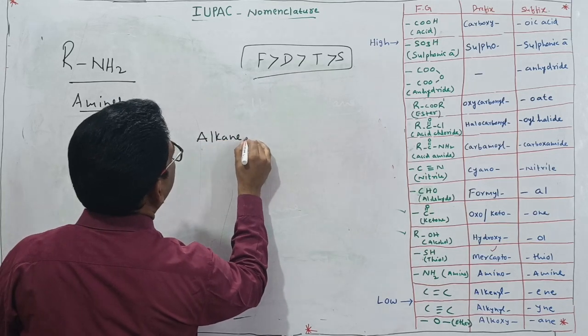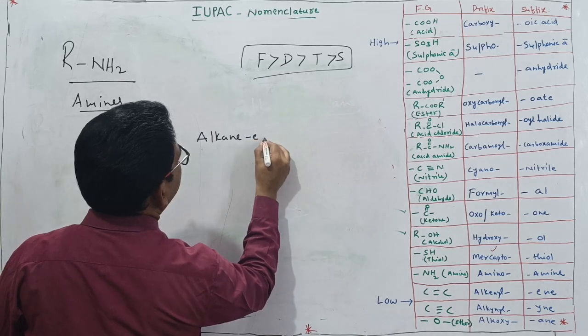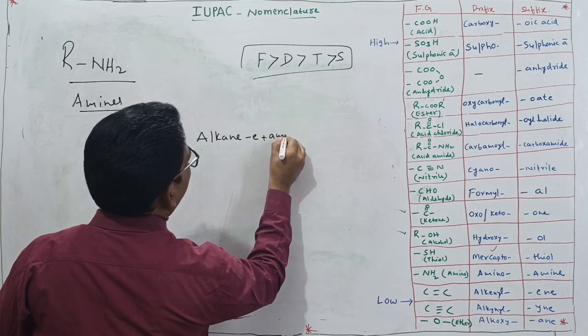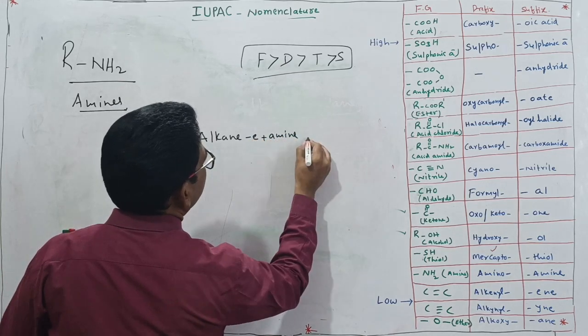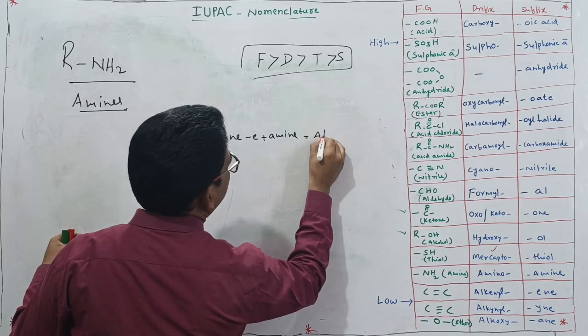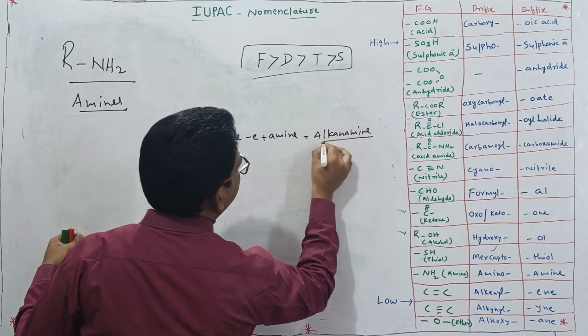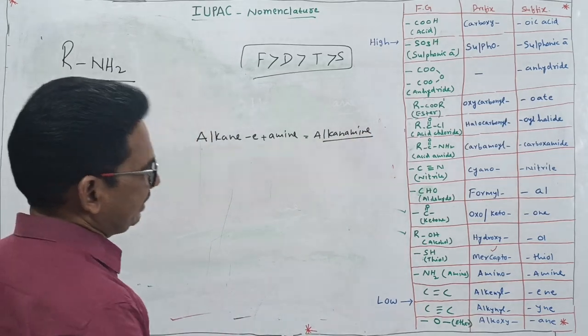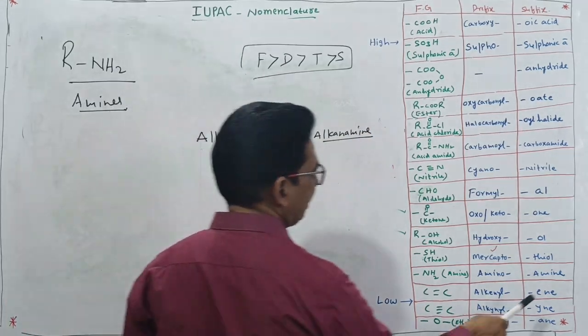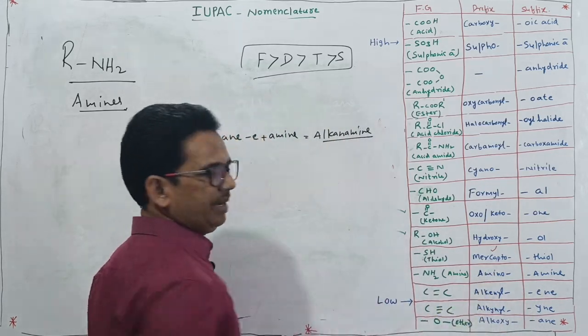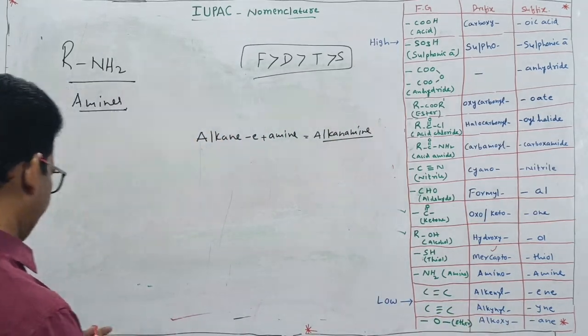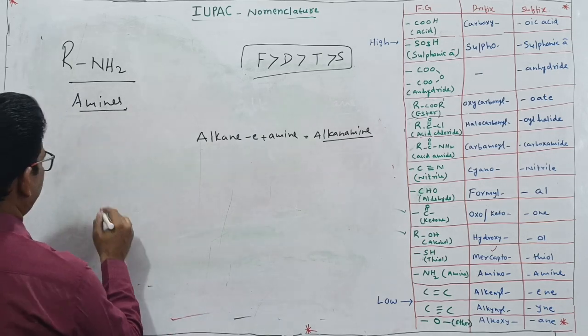Alkane minus e plus amine means what? Alkanamine. The suffix we are writing is amine. The prefix is amino, but the suffix is amine. Example.